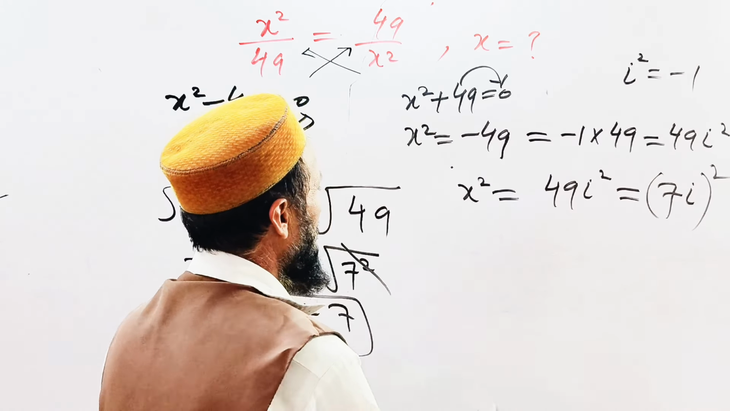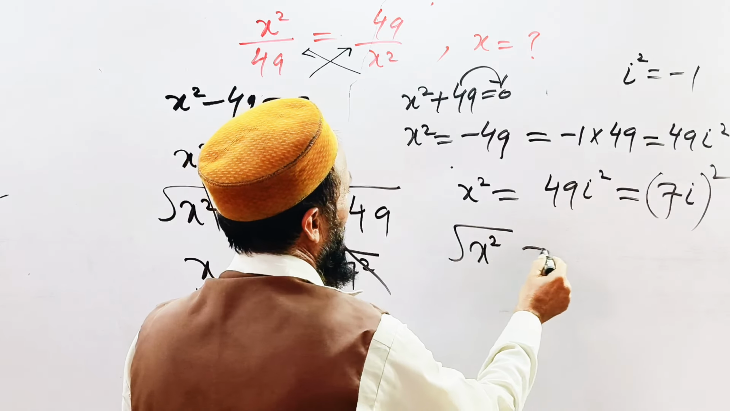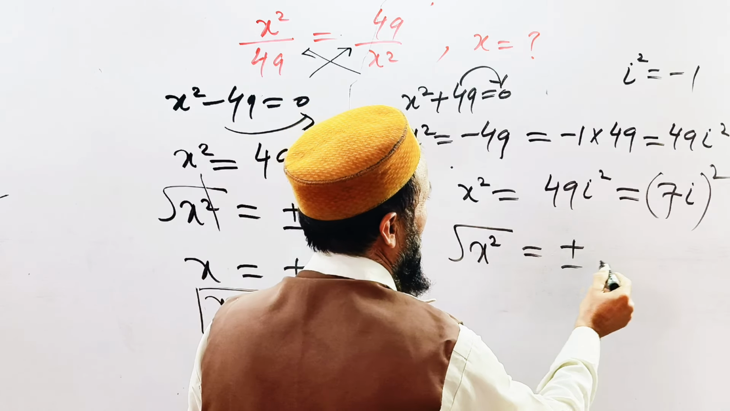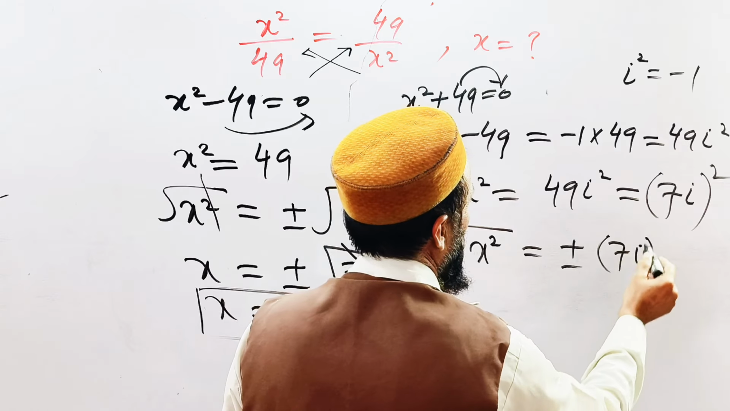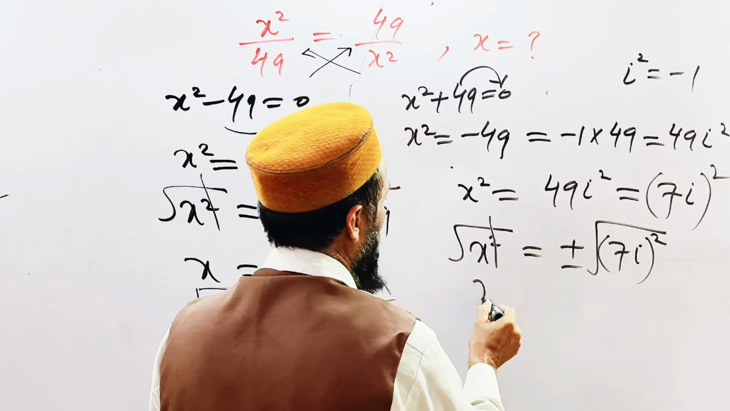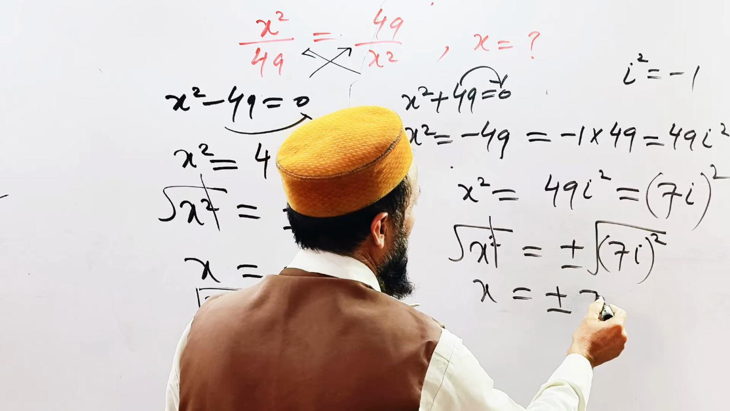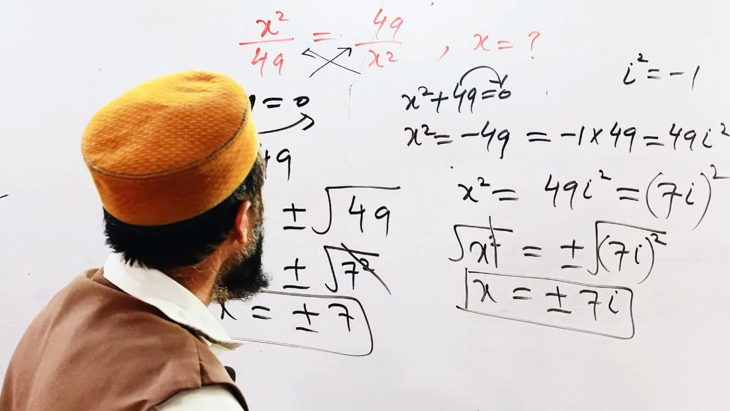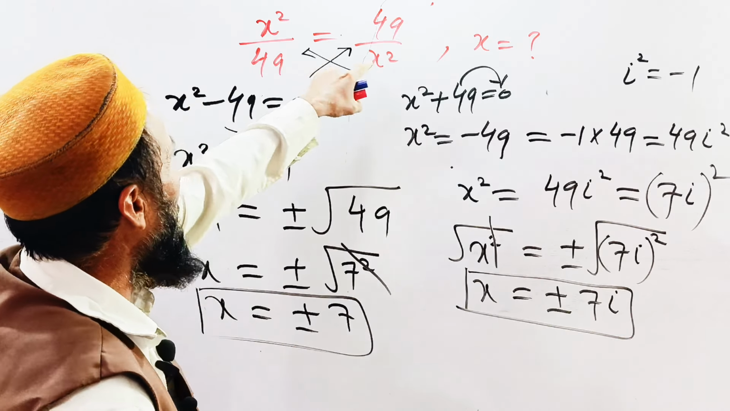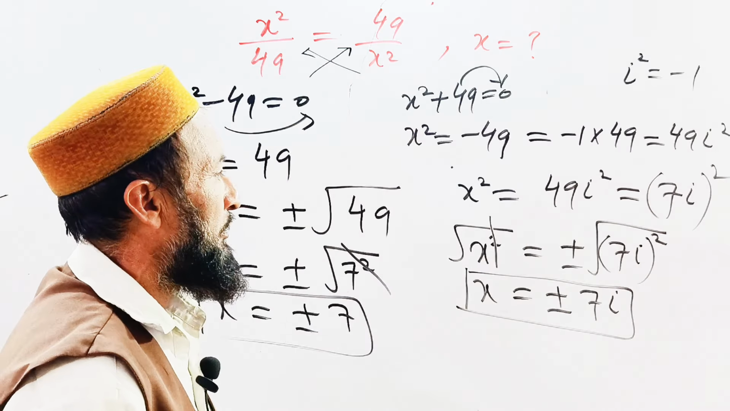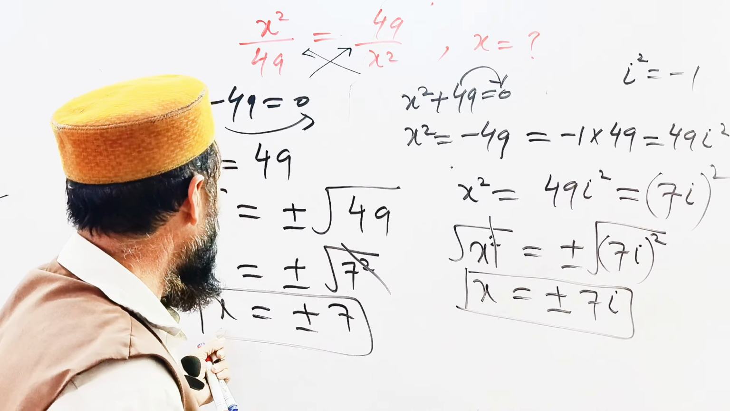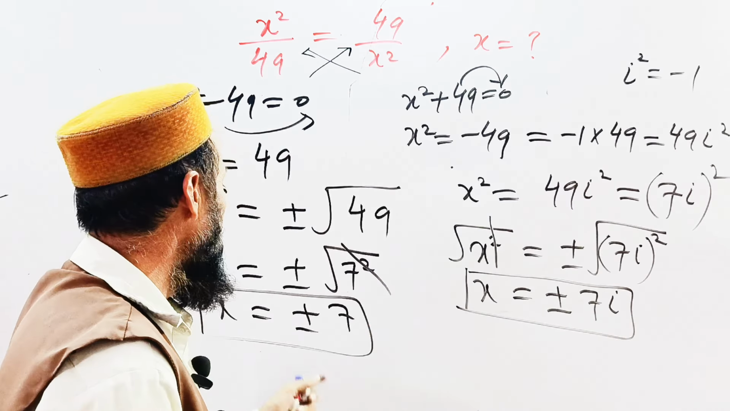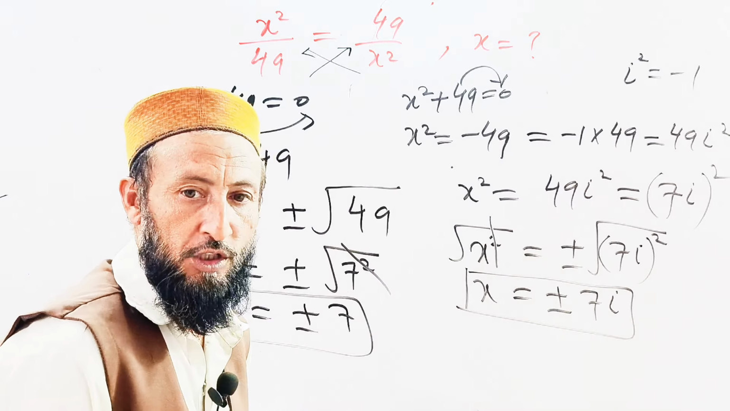Now taking the square root on both sides, x is equal to plus minus 7 iota whole square root, both cancel, and x is equal to plus minus 7 iota is the other result. So x square multiplied by x square gives x exponent of 4, and for this reason we get 4 roots of this equation.